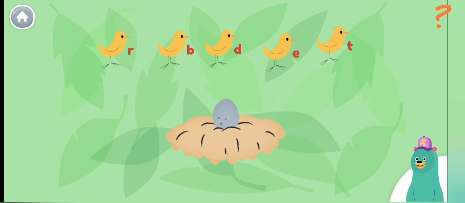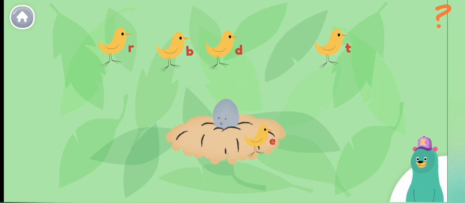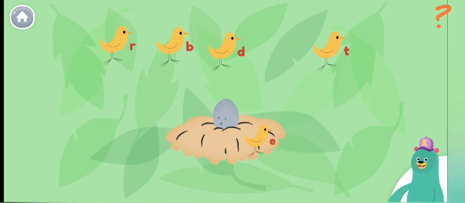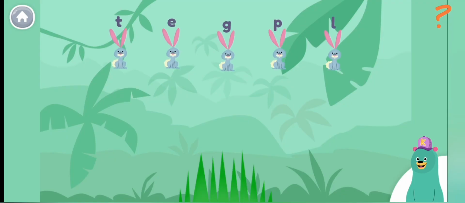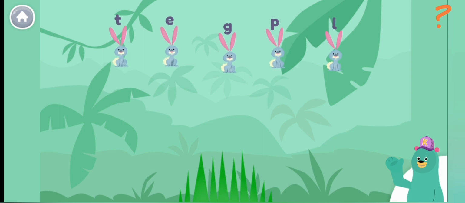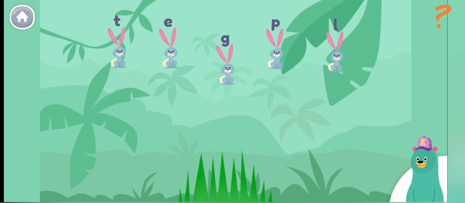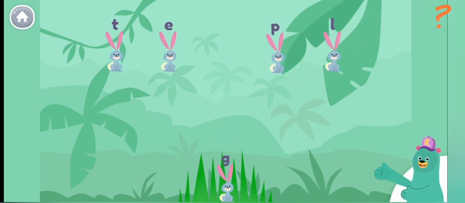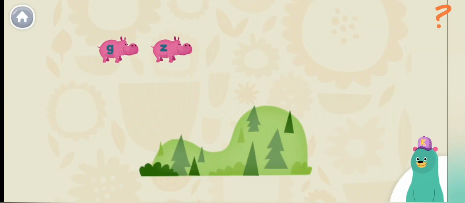Help the bird with the letter E. Fly to the nest. Yay! You found the letter E. Help the rabbit with the letter G. Hop to the grass. Great! You found the letter G.